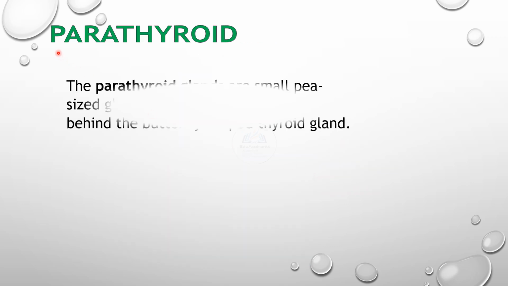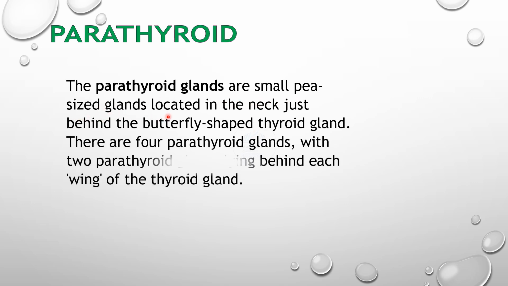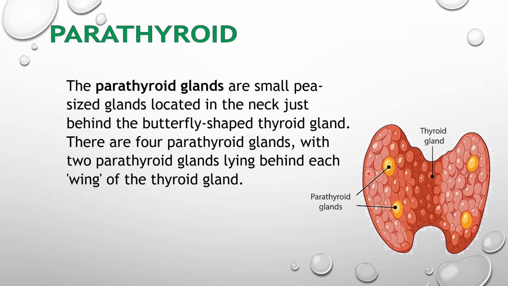Parathyroid. The parathyroid glands are small pea-sized glands located in the neck just behind the butterfly-shaped thyroid gland. There are four parathyroid glands with two parathyroid glands lying behind each wing of the thyroid gland. There are four parathyroid glands which are behind the thyroid gland.